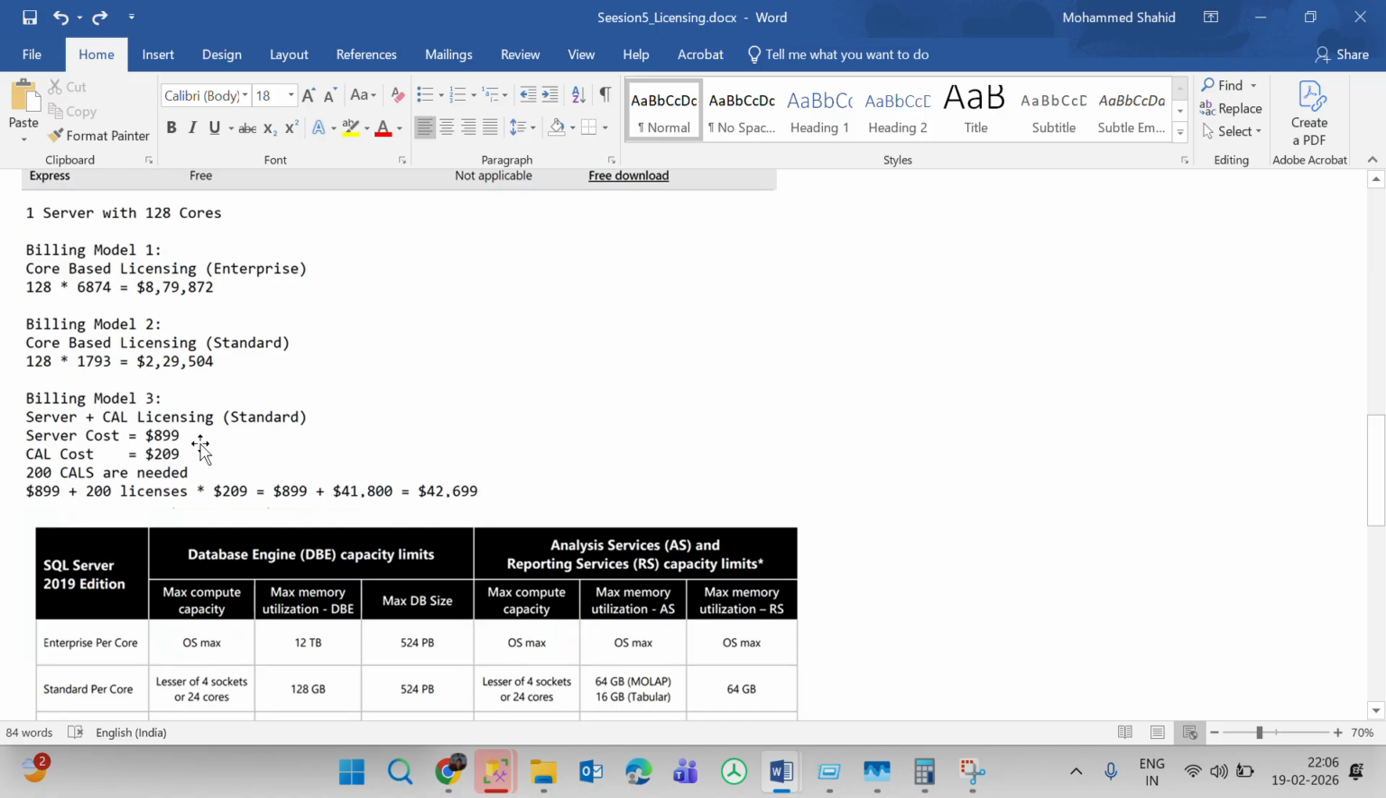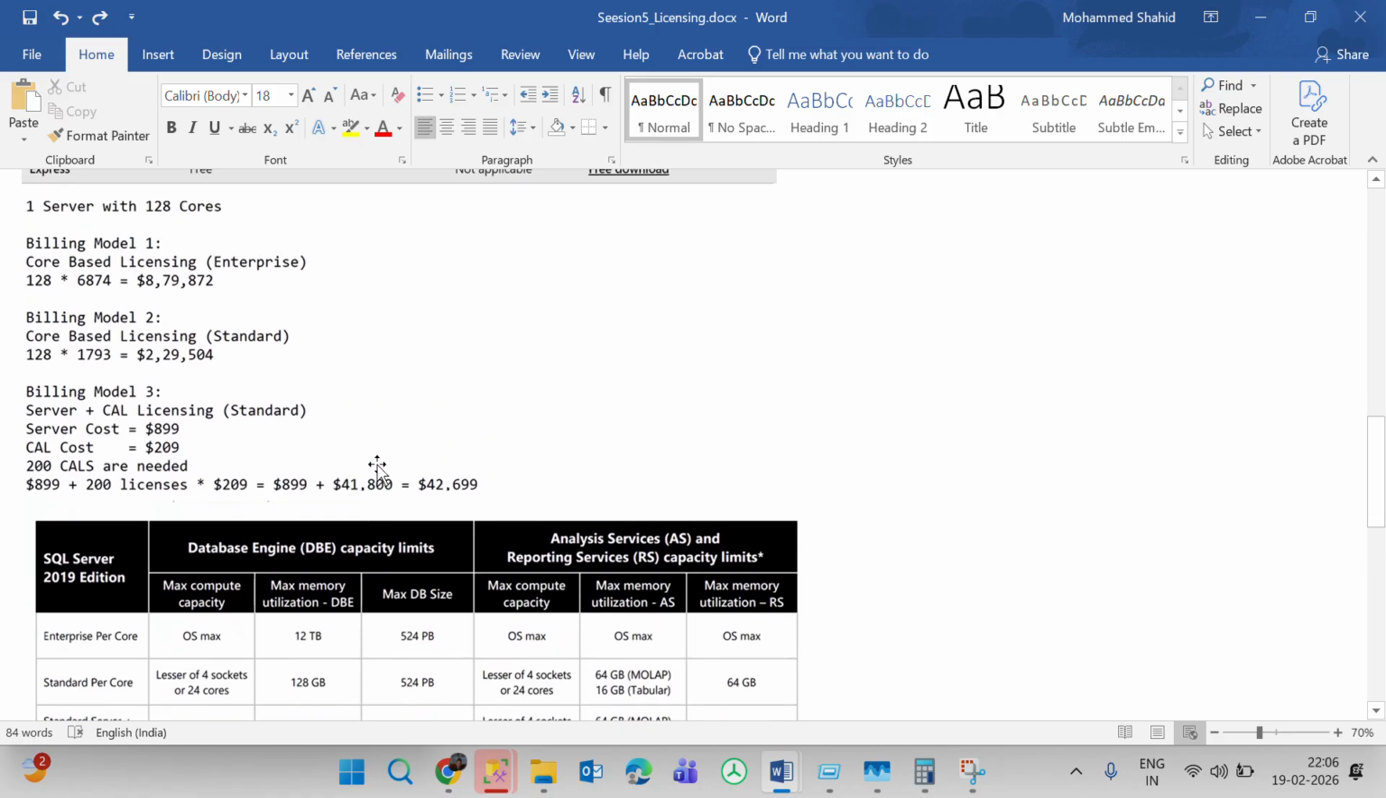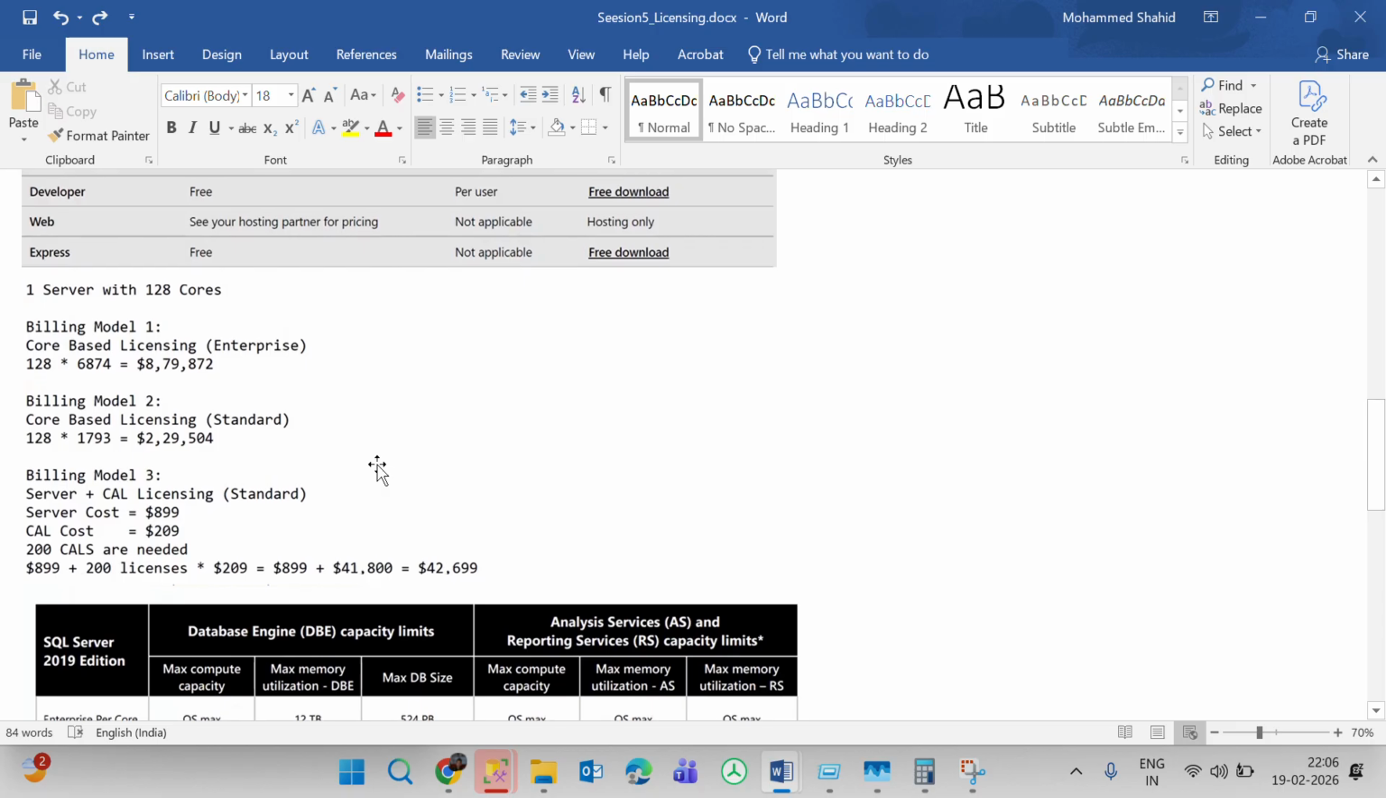If you go to server plus CAL, as I said, we have to purchase the standard edition server for $899, and user CALs at $209 per user. For 200 users, 200 into 209 plus 899, that is $41,800 plus the server, this much it will cost. So depending on this, the architect will check which to use and which not to use.